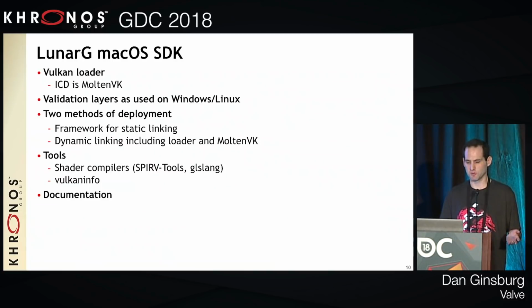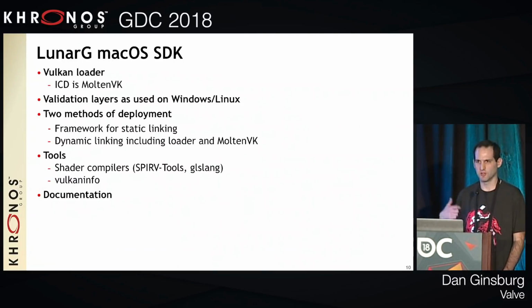You can use environment variables just like you can on Linux and Windows, so it's very easy to use. There's basically two methods of how you can deploy your application with MoltenVK. One is you can just drag a framework into your Xcode project and statically link against MoltenVK and then run directly with it. You can also dynamically link against the loader and MoltenVK and put those in your application bundle, and the loader will load the MoltenVK ICD when you run your application. So either way of deployment is supported, and those are outlined in the documentation for the macOS SDK.